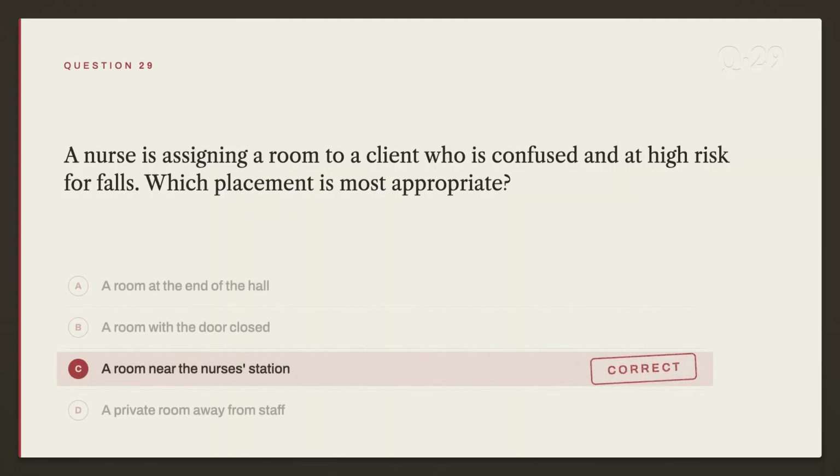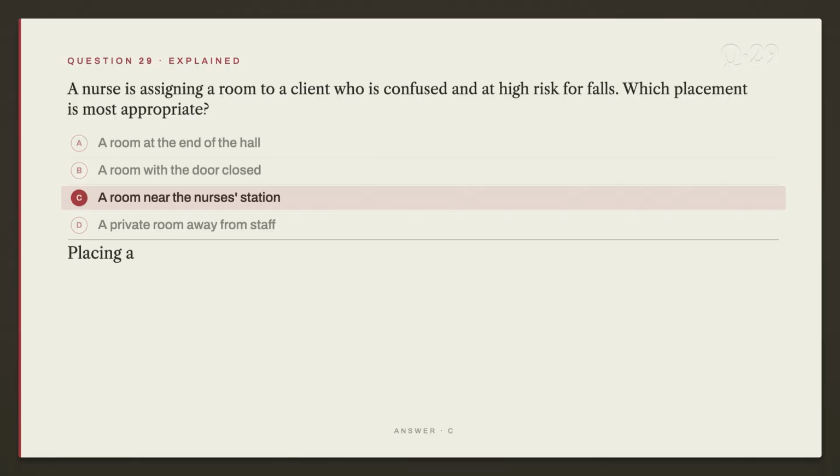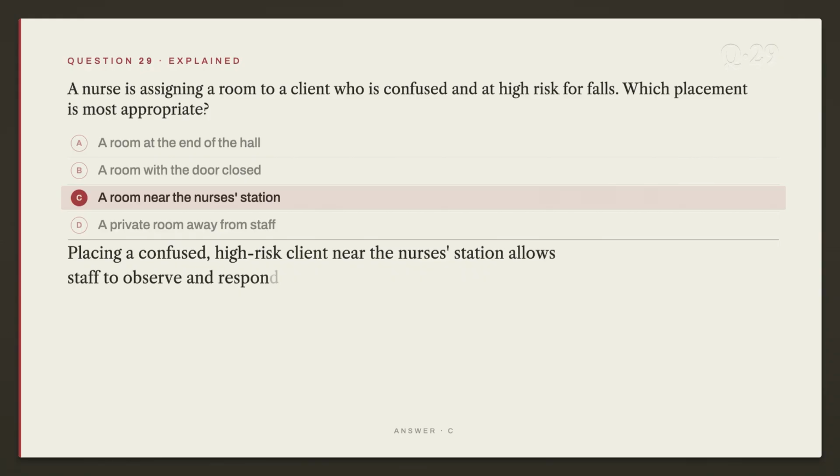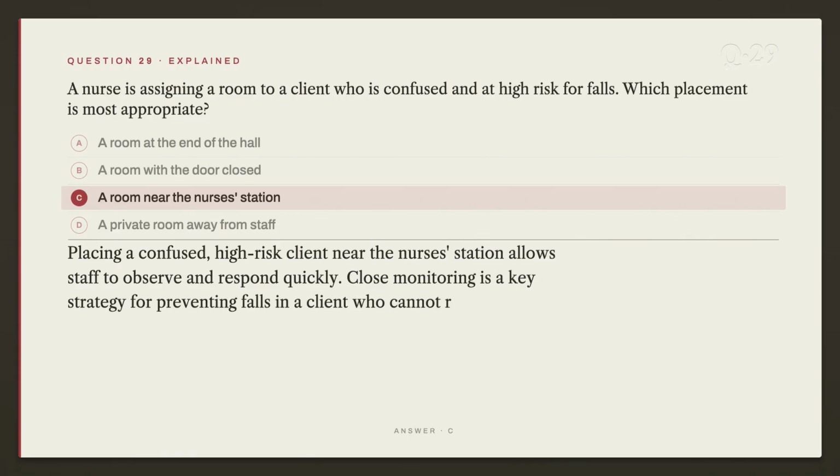The correct answer is C. A room near the nurse's station. C is correct because placing a confused, high-risk client near the nurse's station allows staff to observe and respond quickly. Close monitoring is a key strategy for preventing falls in a client who cannot reliably call for help.